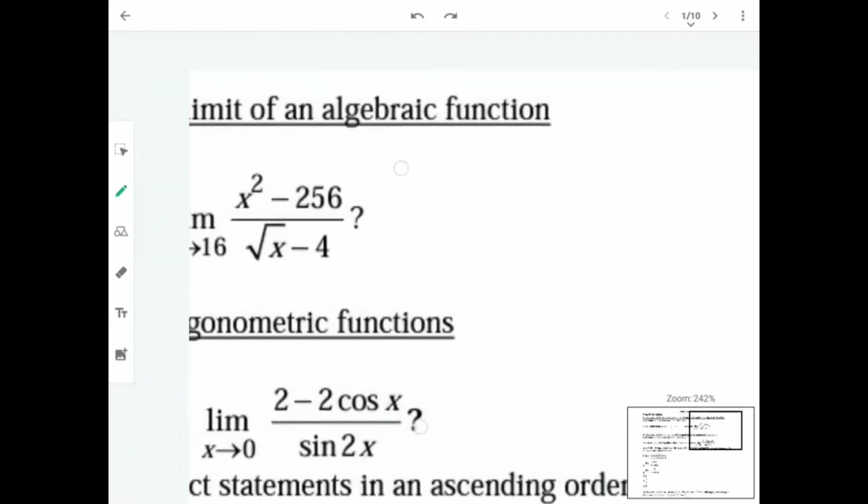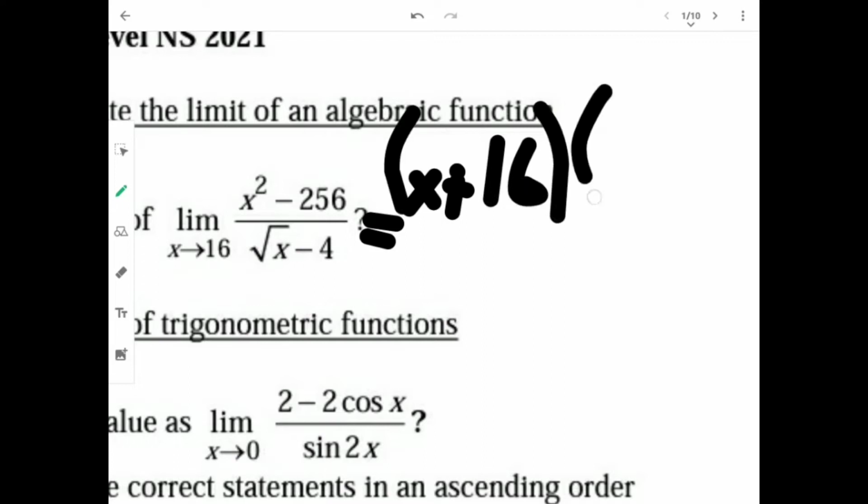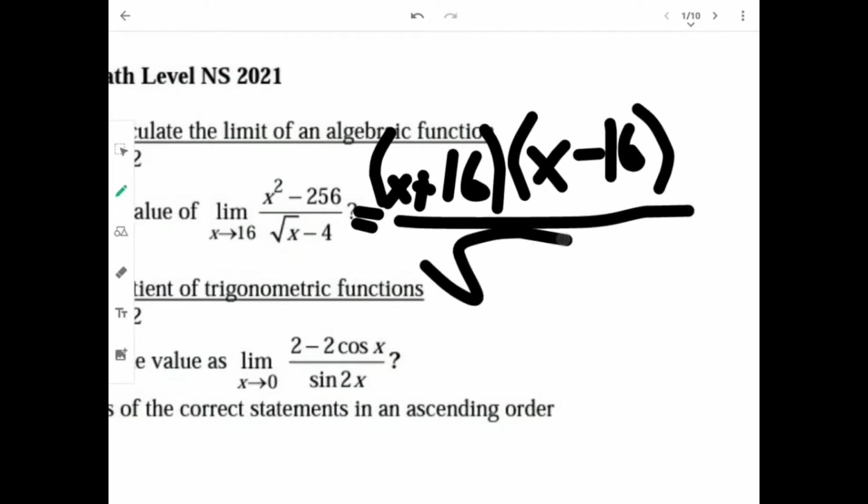So we'll have to cancel it from the numerator, so we just expand it first. Difference of two squares, x plus 16 into x minus 16. Now we have to do something further because there's a root x here and 4. As you can see, they're both roots of x and 16 respectively.